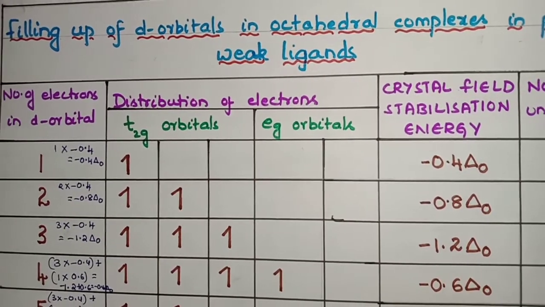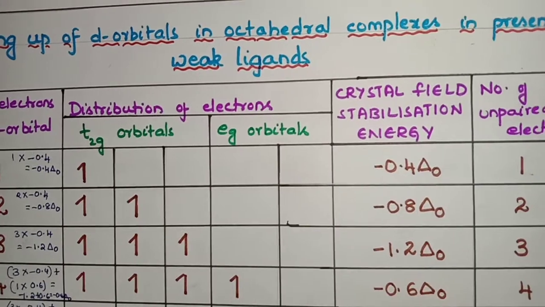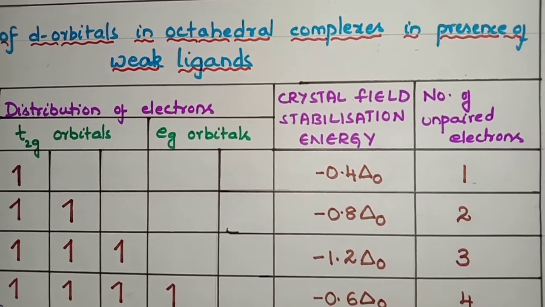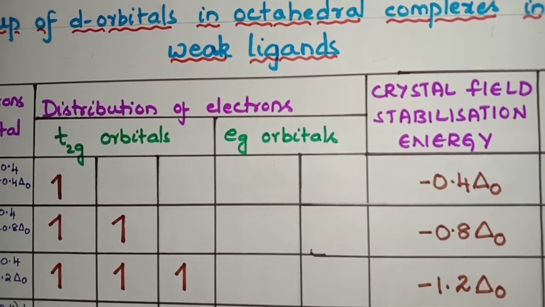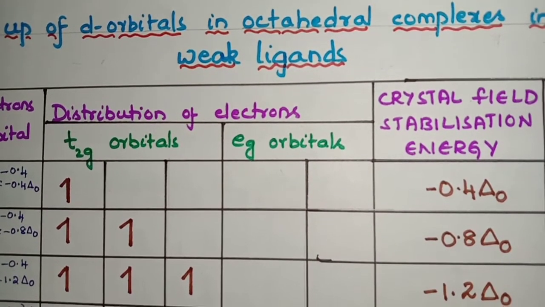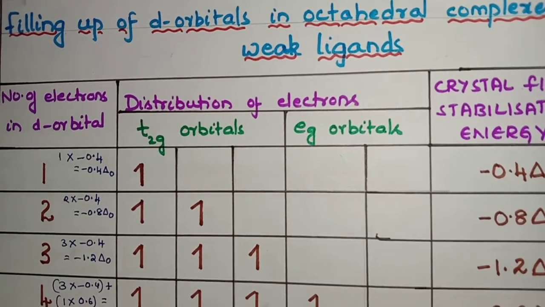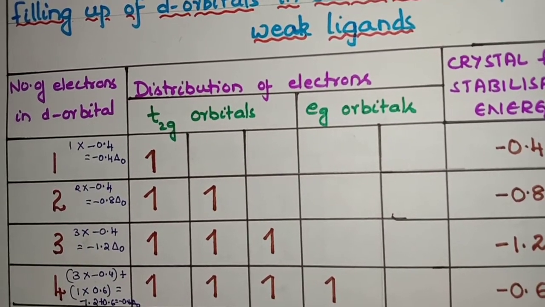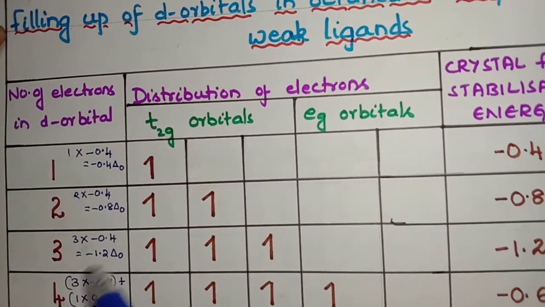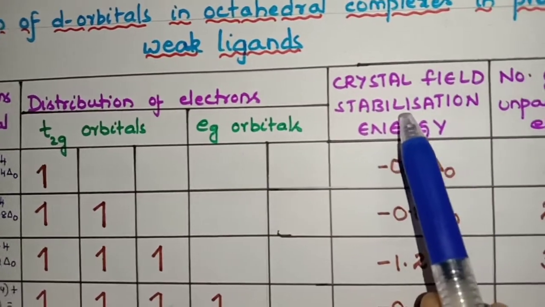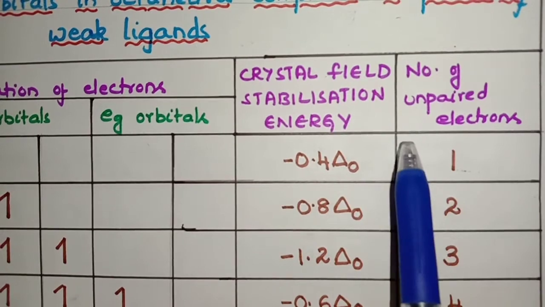Now, in this class, we will be learning about filling up of d orbitals in octahedral complexes in presence of weak ligands. Try to understand the difference: that was in presence of strong ligands, this is in presence of weak ligands. Now let us start. I have made the columns like this: number of electrons in d orbital, distribution of electrons, crystal field stabilization energy, that is CFSE, and number of unpaired electrons.